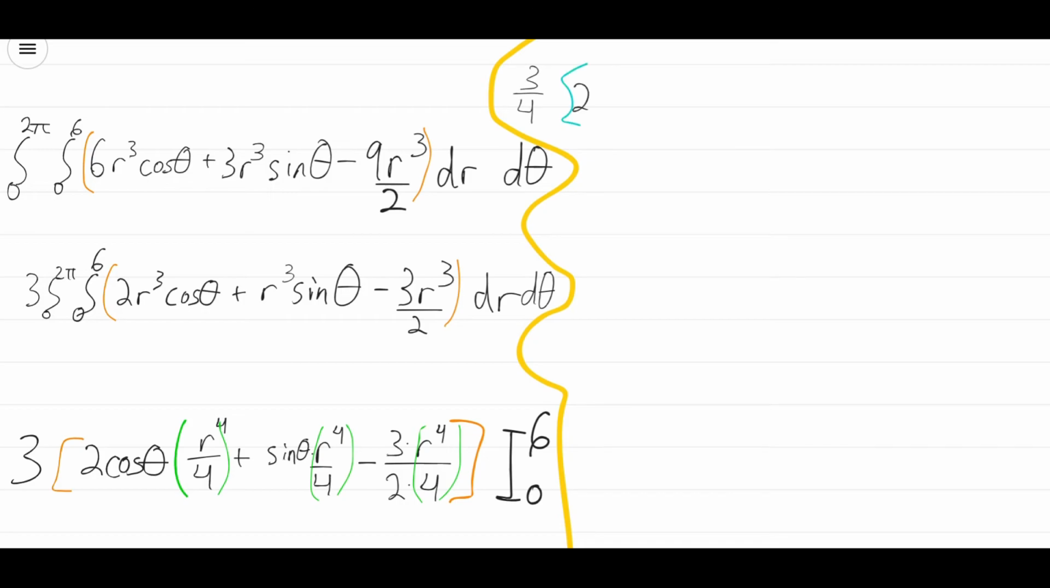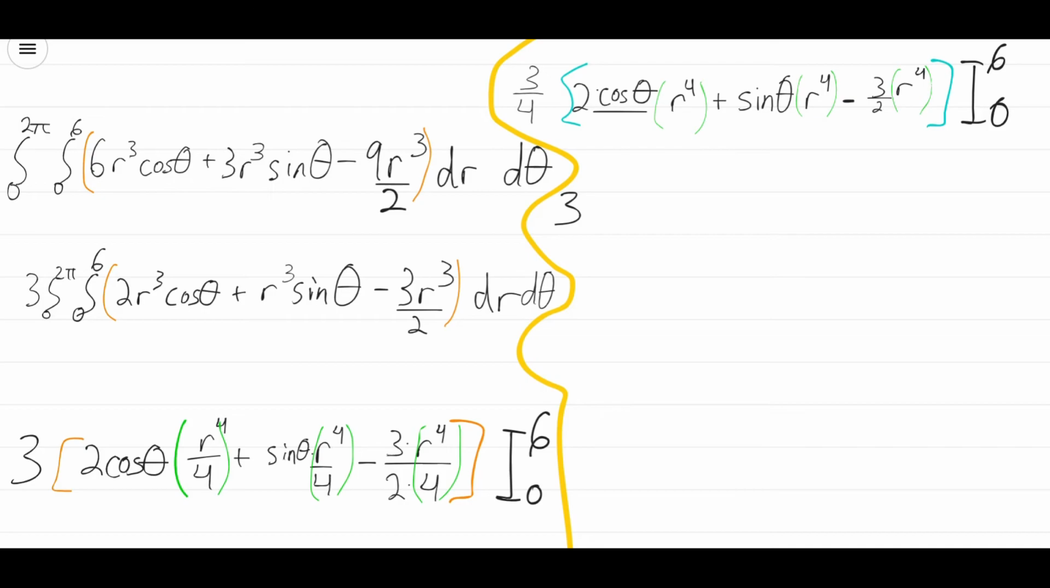So now 3 over 4, 2 cosine theta, and all I did was factor out a 4 out of every single term, because we can do that since there's a common denominator of 4 for every single term. Sine theta r to the 4th minus 3 over 2 r to the 4th, bounded from 6 to 0.